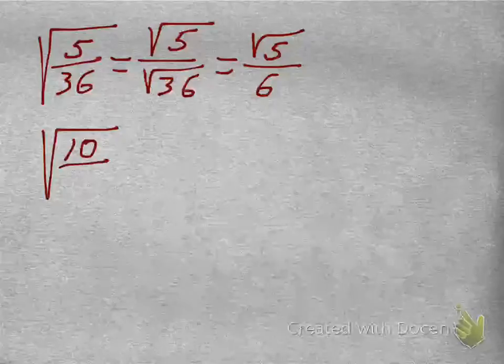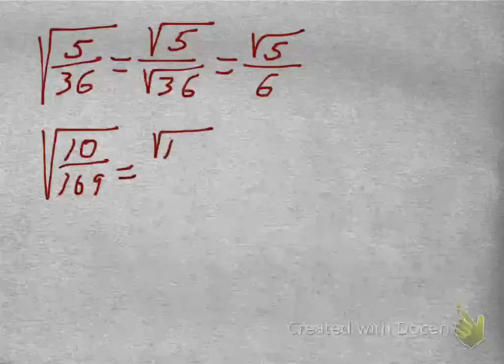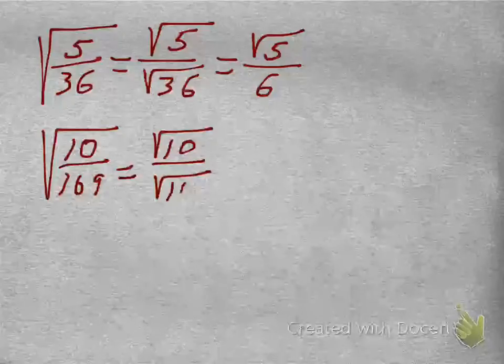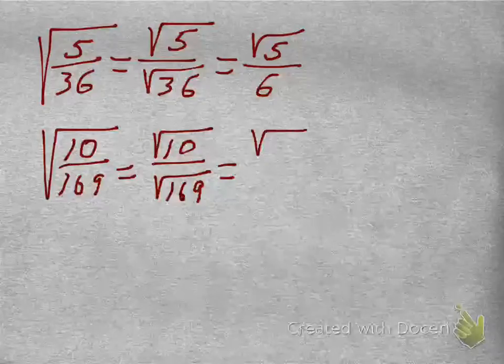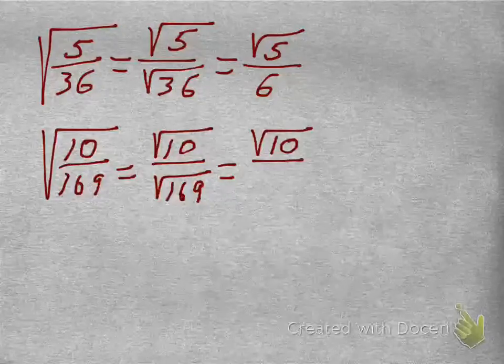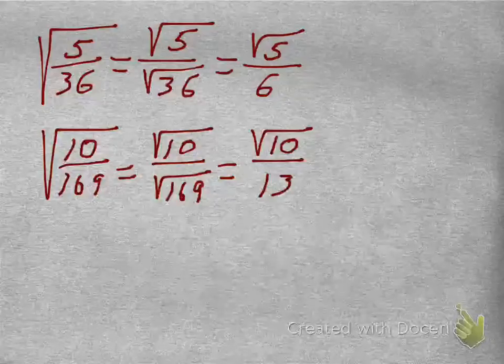Here's the square root of 10 over 169. This can be broken down into the square root of 10 over the square root of 169. We don't know the square root of 10, so once again we just write the square root of 10. But we do know the square root of 169 is 13, and if you don't know that yet, you will with more practice.